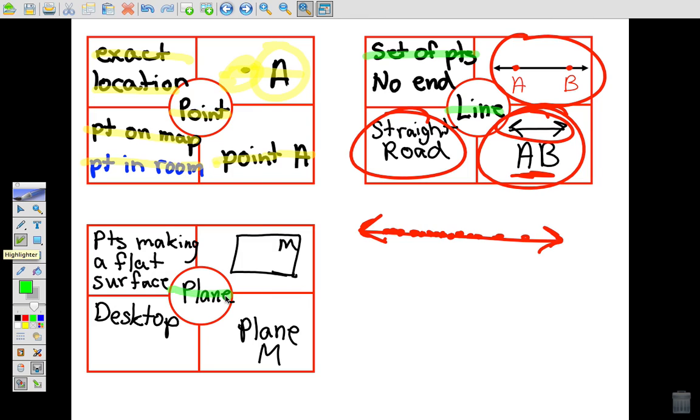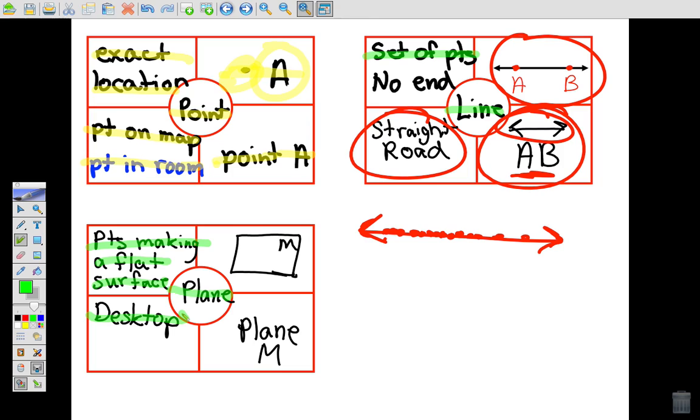Now a plane is simply a number of points making a flat surface. So maybe this screen that you're looking at is a plane. A plane is a flat surface, and technically a plane keeps on going in all directions. Maybe your desktop would be a plane because it's a flat surface. The only difference, though, if it were a true plane, the desk wouldn't end at the edges. It'd keep on going in all directions.